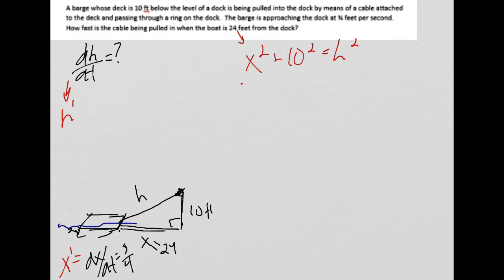So I get 2x x prime. Remember, I'm deriving with respect to t, so that is dx/dt. I do that because of chain rule. You should be good with that. Equals 2h h prime for the same reason. Divide by 2, I get x x prime equals h h prime.